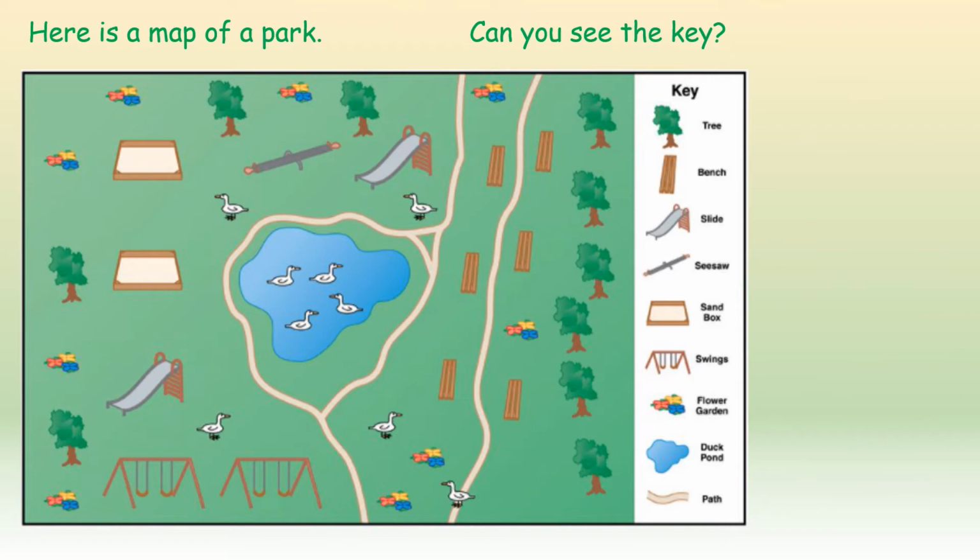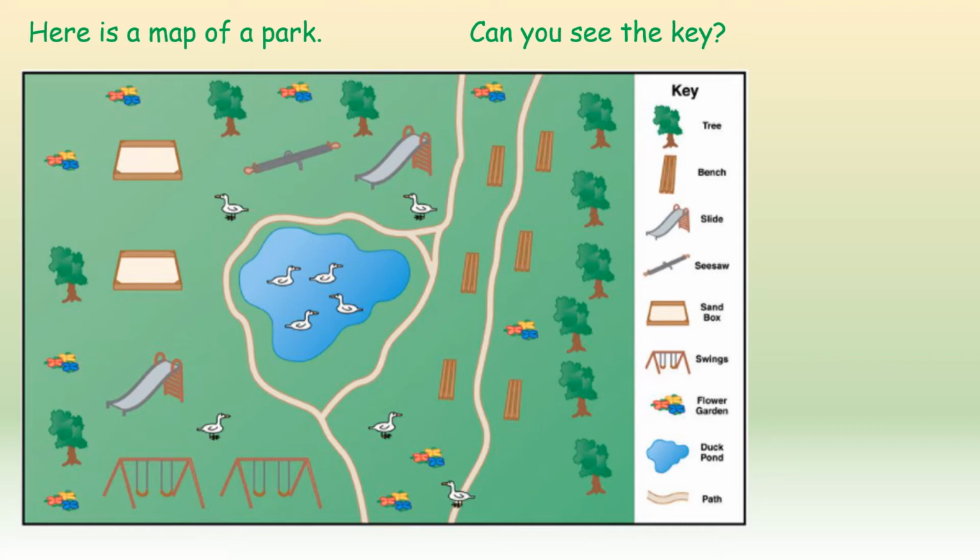So here is a map of a park. Can you see the key? Well done for pointing out the key. So a key on a map explains what the symbols on the map mean. So on this key, you can see that it shows you the different symbols that are on the map, and it shows you what those symbols mean.